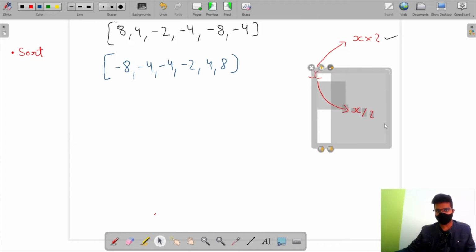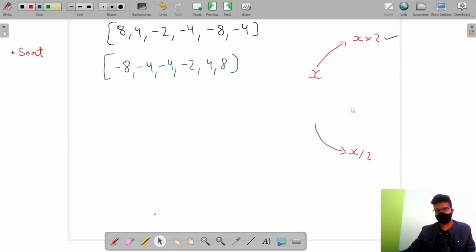Let's understand. If x is positive, then what is our condition? To check for our double, x into 2, right? And if it is a negative value, what are we going to do? We are going to check if x upon 2 exists, if our half exists. So here we are at minus 8, and we are going to divide it by 2 and check if it exists. Yes, minus 4 exists, so we can pair this up.